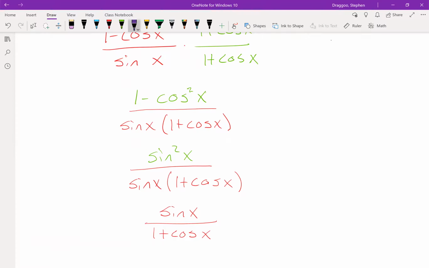Now I have sines in both numerator and denominator, so I can reduce some of those. The sine in the denominator reduces with one of the sines in the numerator, leaving me with just sine x in the numerator and 1 plus cosine x in the denominator, which is the thing that we were trying to show.